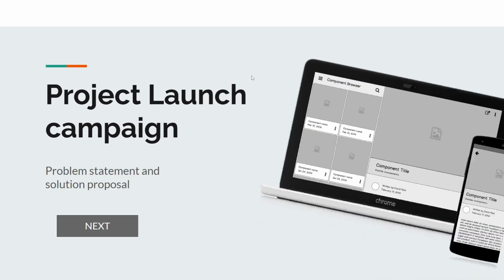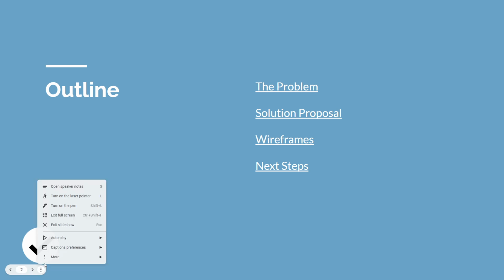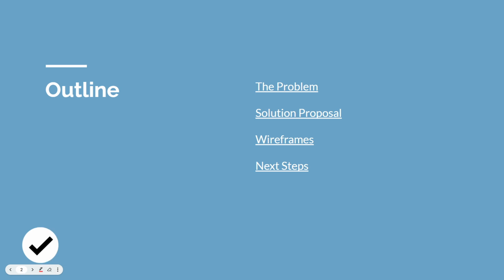Now here's where the new feature lives. Move your cursor down to the bottom left corner of the screen. As soon as you hover there, a row of icons appears. Click the three dots. This is the More or Overflow menu. Inside that menu, choose Turn on the Pen. That activates the new annotation tool.